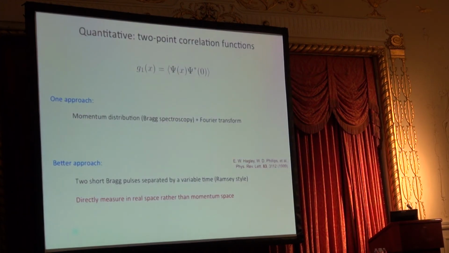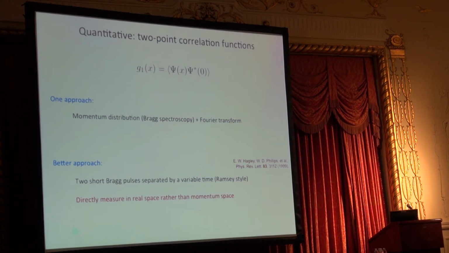To get quantitative, what we do is we pretty directly measure the first order two-point correlation function, G1, which is the measure of coherence in the system, okay? And there are two ways to do that. There's a way we pursued for a while, which is basically to measure the momentum distribution using Bragg spectroscopy as before, and then you can obtain G1 by a Fourier transform of the momentum distribution, okay?